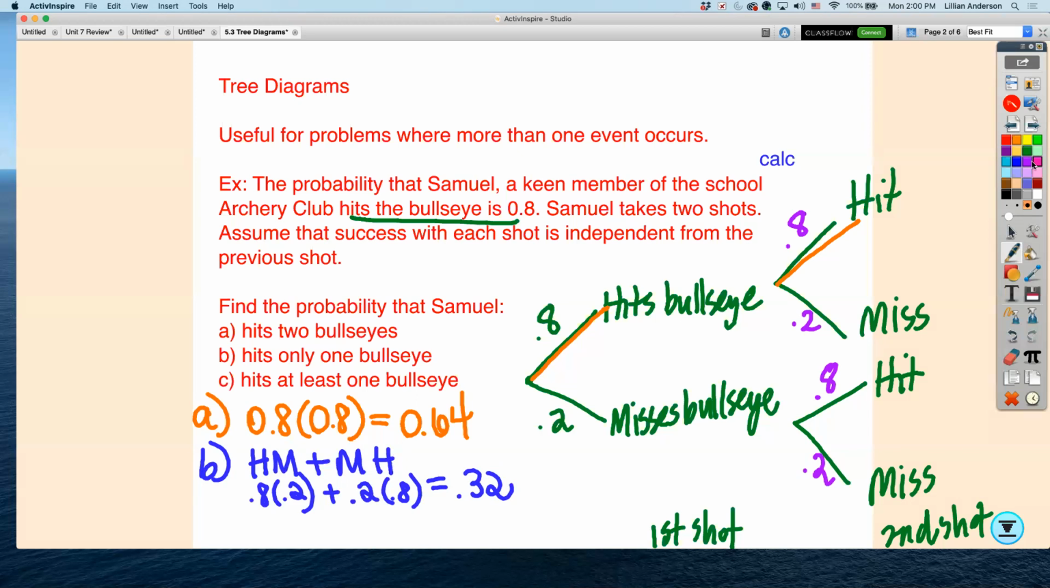Last but not least, he hits at least one bullseye. Keyword, at least. That means he's either going to hit, miss, miss, hit, or hit, hit, right? So we can take each of those three probabilities and add them up, or we can find the probability that he what? What's another way to do it? He hits no bullseye, and then we can do the complement.